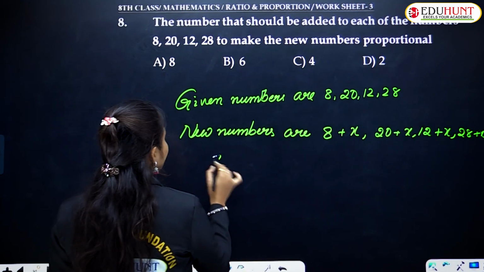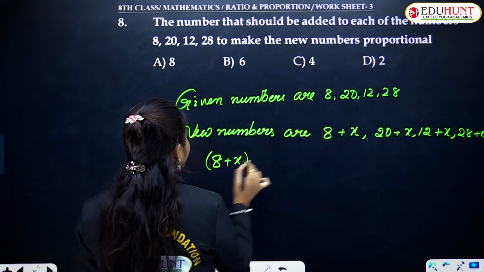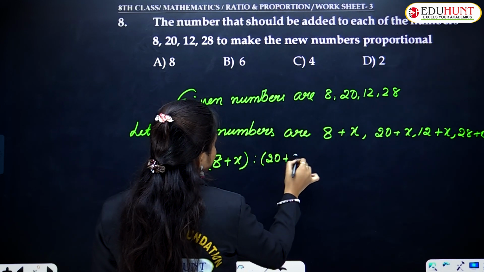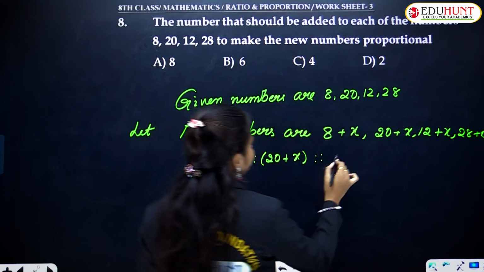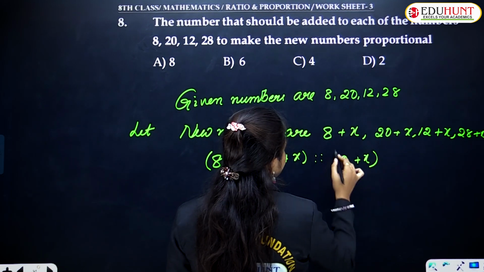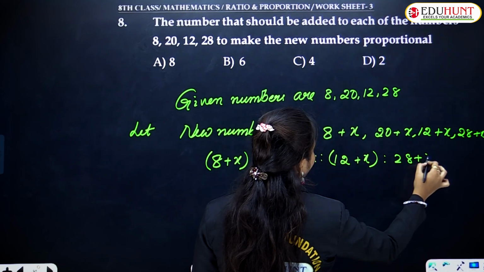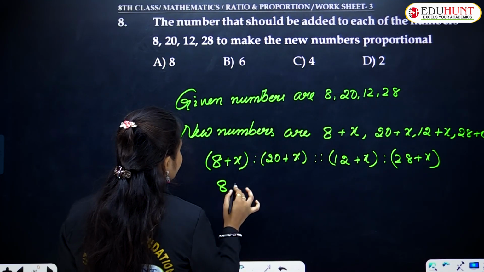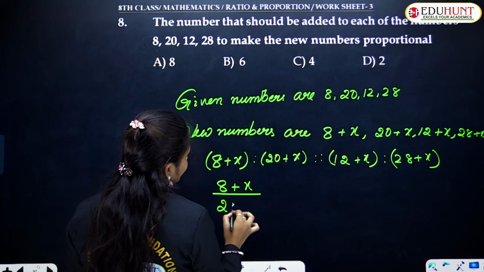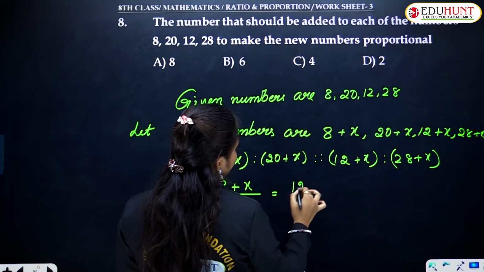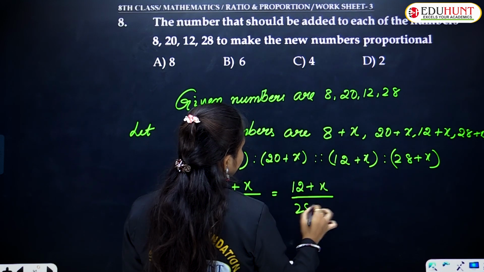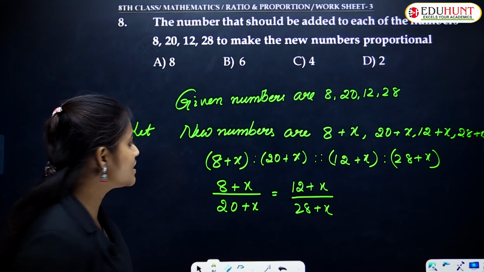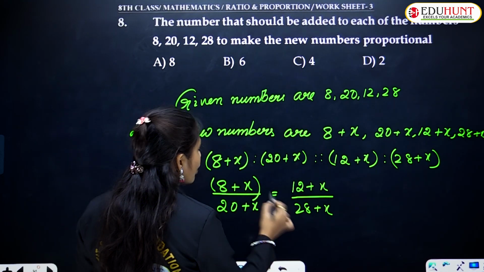So proportion means what? The equality of two ratios. 8 plus x is to 20 plus x as 12 plus x is to 28 plus x. Clear? So from this we can write 8 plus x by 20 plus x equals 12 plus x by 28 plus x. Directly we can use this process. Why? Because plus x is there in all the terms. So here we can take cross multiplication.